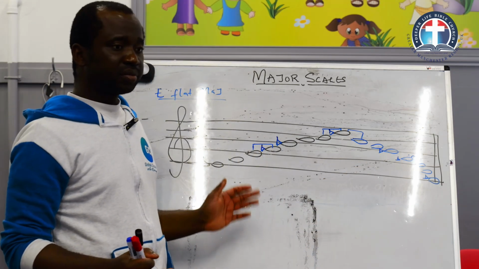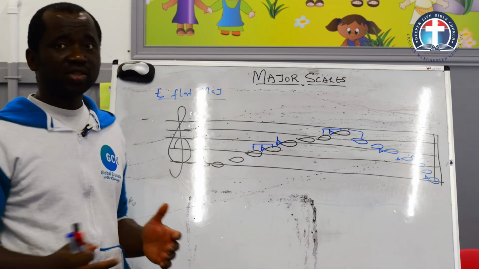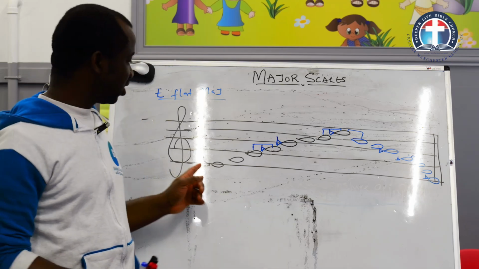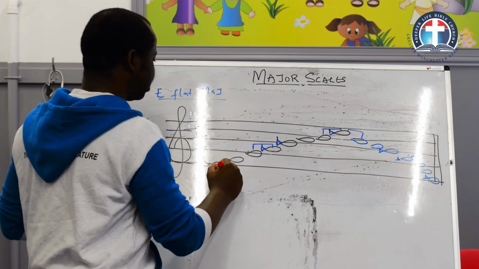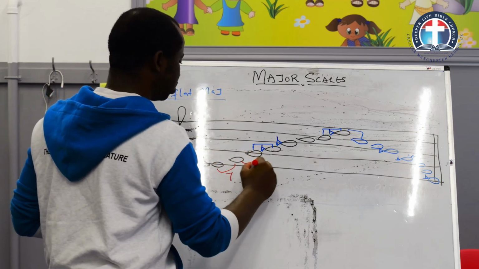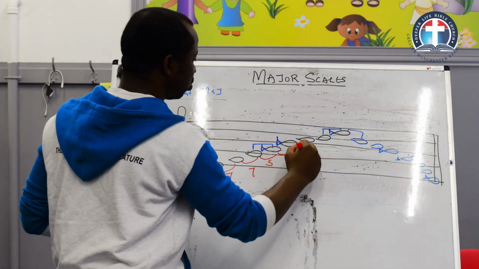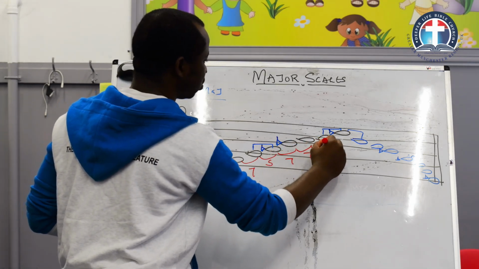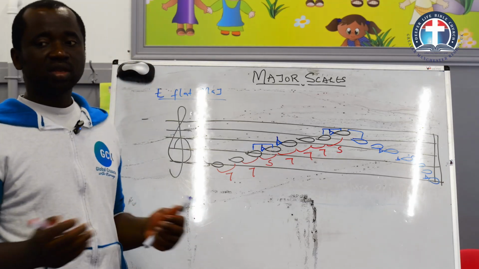So do you understand? It's very straightforward. You could use tone, tone, semitone if that's what you like using. It's still the same thing. If you think about it, this is tone, tone, semitone, tone, tone, tone, semitone. So it's still the same thing.